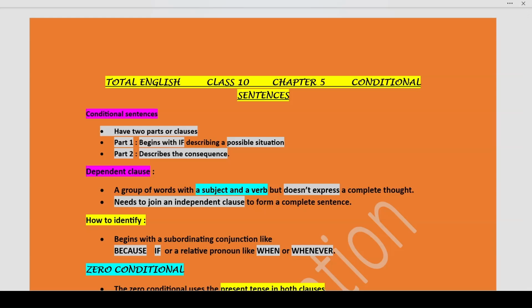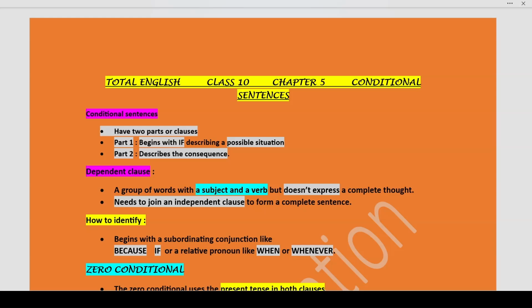In this video, we shall understand conditional sentences. Now, before we go over to the assignment part, I will give you a little brief explanation on what conditional sentences are, what the kinds of conditional sentences are, and how and where we can use them.